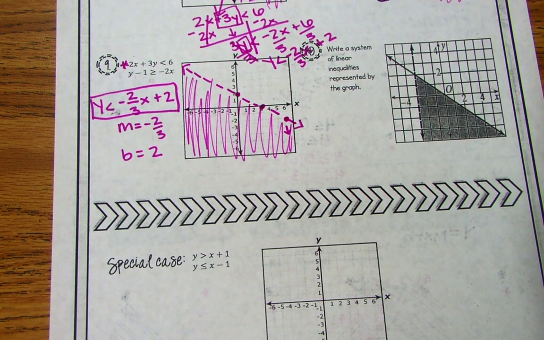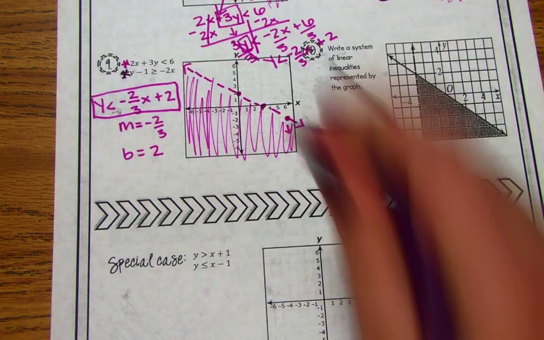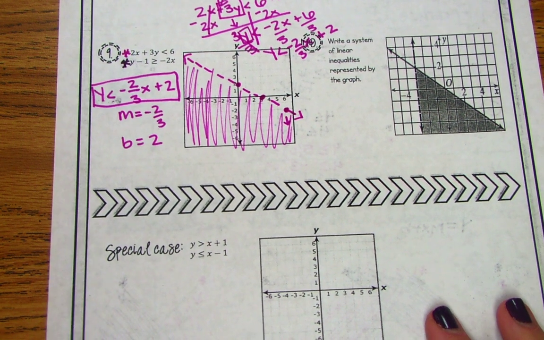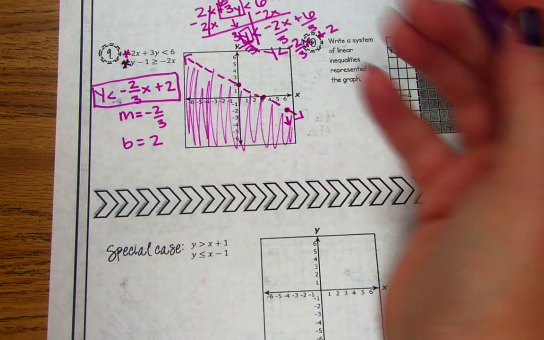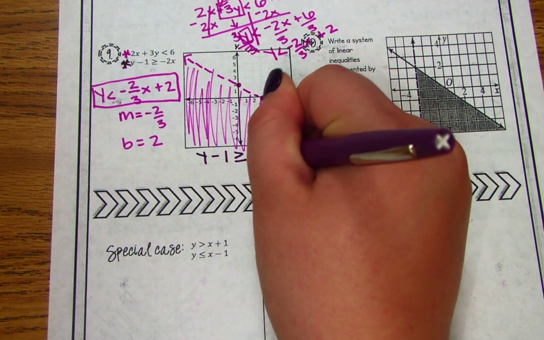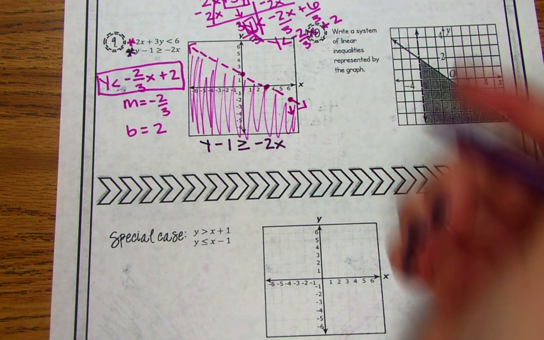Okay, the last one. This one's easier to solve for. So y minus 1 is greater than or equal to negative 2x. So with y minus 1 greater than or equal to negative 2x, I'm going to solve it real quick.